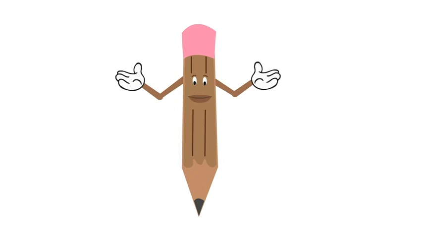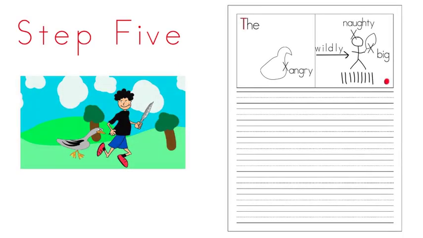Step 5. Now it's time to write the sentence. You've planned. You've talked. Now it's time to write. Please remember, if you have the skills, then you write it. If you are still learning the skills, then a helper writes it for you. Say the words as you write.